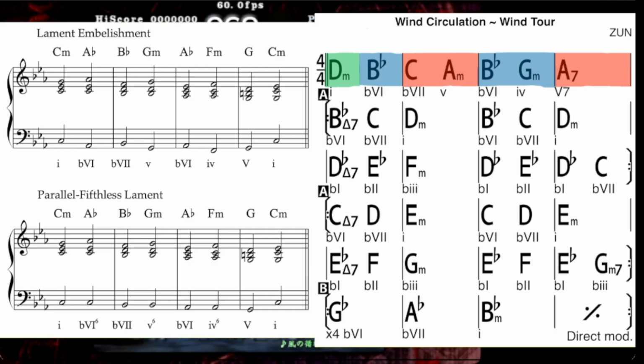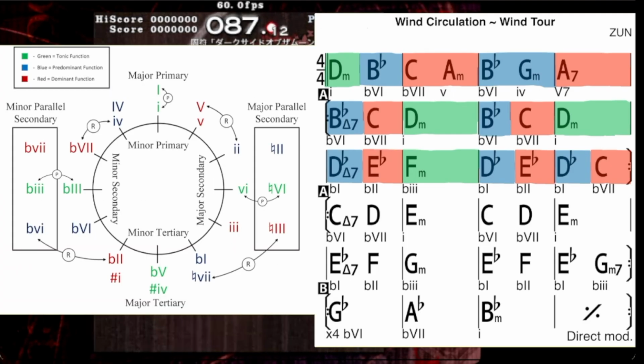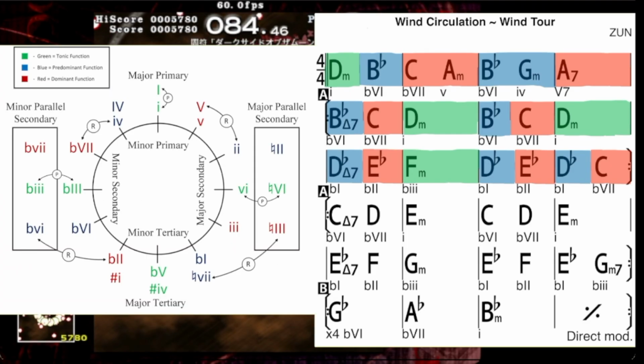And it's also used in a classical setting to avoid all parallel fifths. It's a very Chopin sounding thing. It's pretty much the whole thing. Moving on from that, we have the A section.